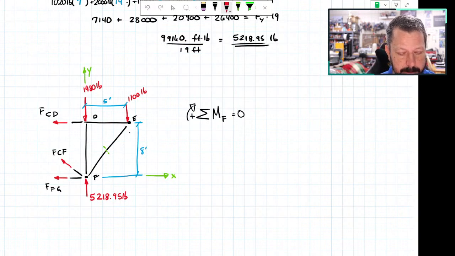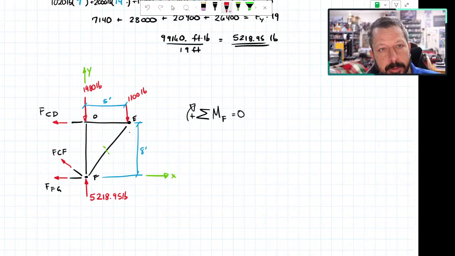So it does not create a moment about point F. Whenever you have the line of action of a force going through the point of interest, it's the same thing as if you go up to a door and push on the door hinge where it's rotating, and the door doesn't move. It doesn't create a moment, something that would want to make the object pivot about that point, if you push at the point you're interested in.